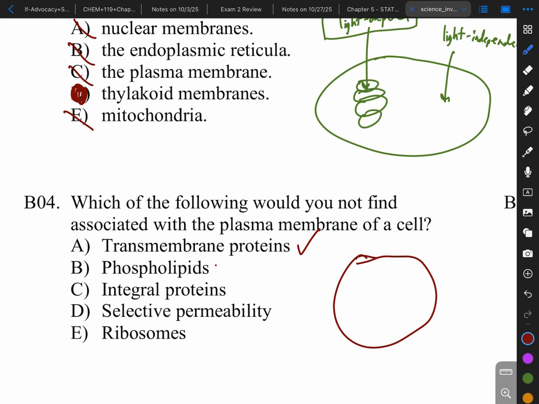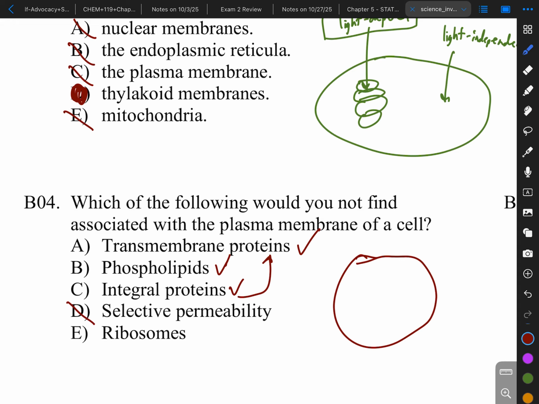Phospholipids are the main part of a plasma membrane. Integral proteins fall into transmembrane proteins. Selective permeability isn't a molecule, but it is associated with the plasma membrane because selective permeability is essentially saying that some things are being let in while other things are being let out. So these first three are not an option.